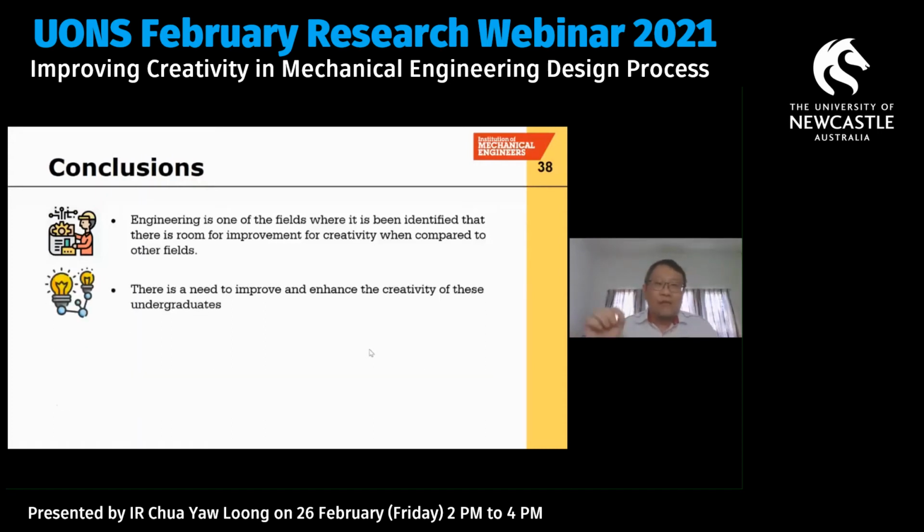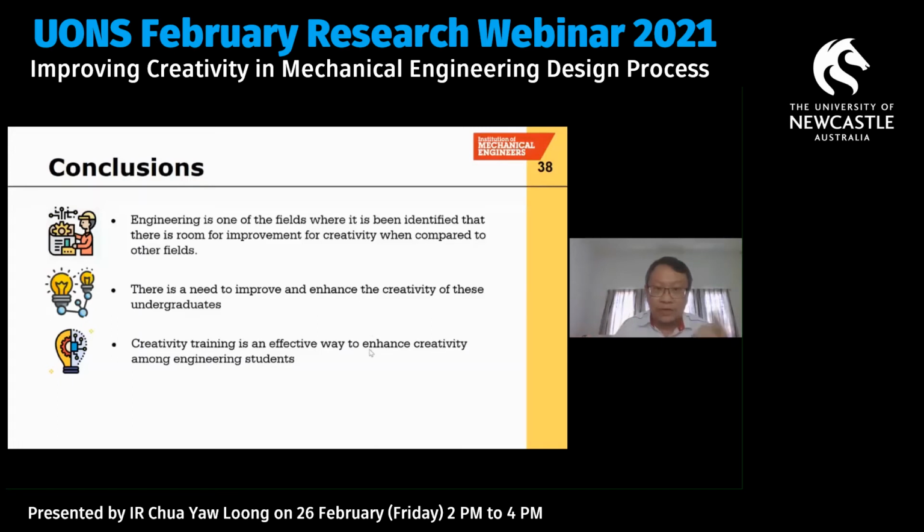Now, from the results obtained, there is an urgent need to improve and enhance the creativity of the engineering undergraduates, especially the mechanical ones, because they are dealing with a lot of designing of products. One way to do it is to give creativity training. It's a very effective way. Equip them with skills, not just the technical skills like how to use AutoCAD, Creo, SolidWorks, or Autodesk, but when they come up with solutions, they have to have these soft skills to generate ideas. That is the thing that they need.